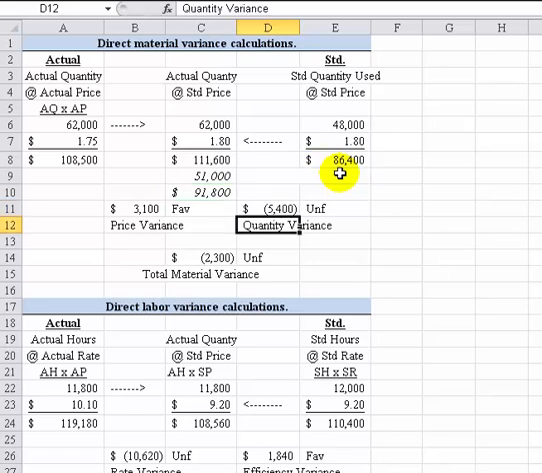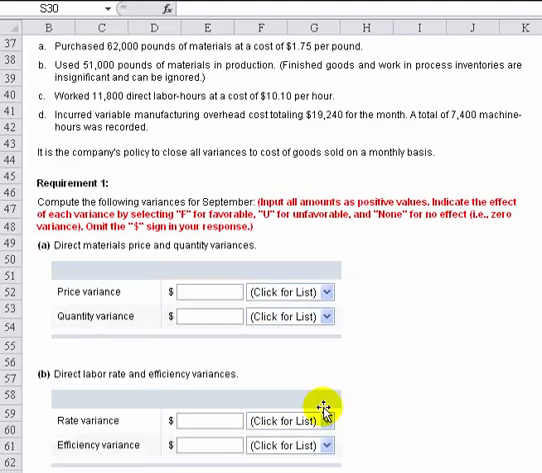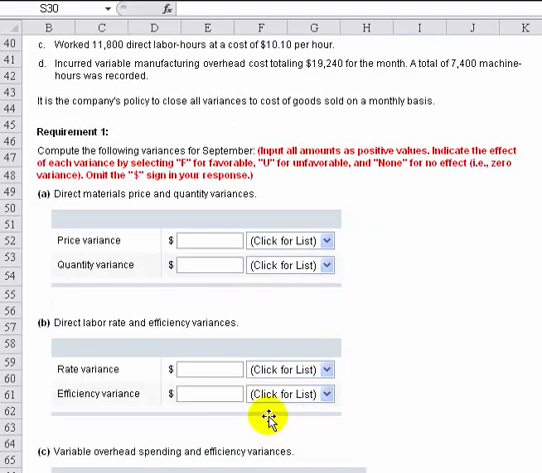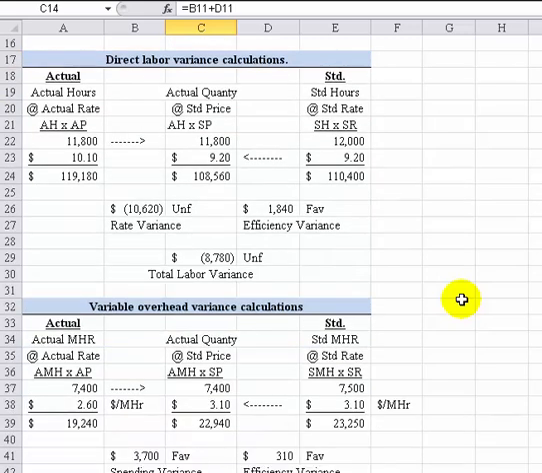The difference is $5,400. So the total material variance is the sum of the price variance and the quantity variance. Positive price, negative variance leaves us a small negative variance of 2,300. That's our total material variance. All right, that takes care of our price and quantity variance. Requirement 2, I believe, as we slide down here, is calculate the direct labor rate and efficiency variances. So let me slide up and we'll go through this now.